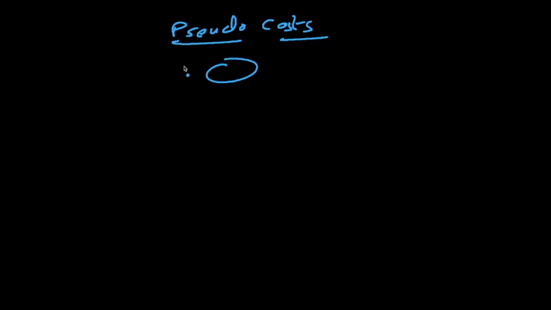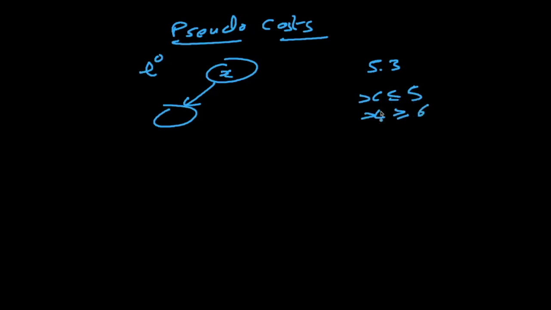Okay, so let's start with the basic definition of pseudocost. Right, so the things that are actually taught in the classroom. Let's say we are at this node, and when we solved the LP, we got the LP objective value as L0. And let's say the variable x was fractional, say 5.3. In one branch, we say that x is less than or equal to 5. In the other branch, we say that x is greater than or equal to 6.